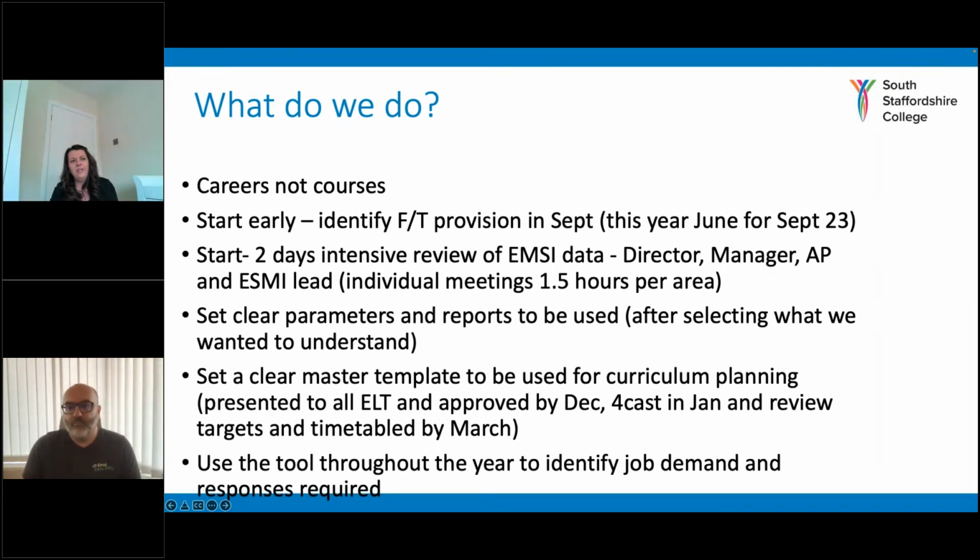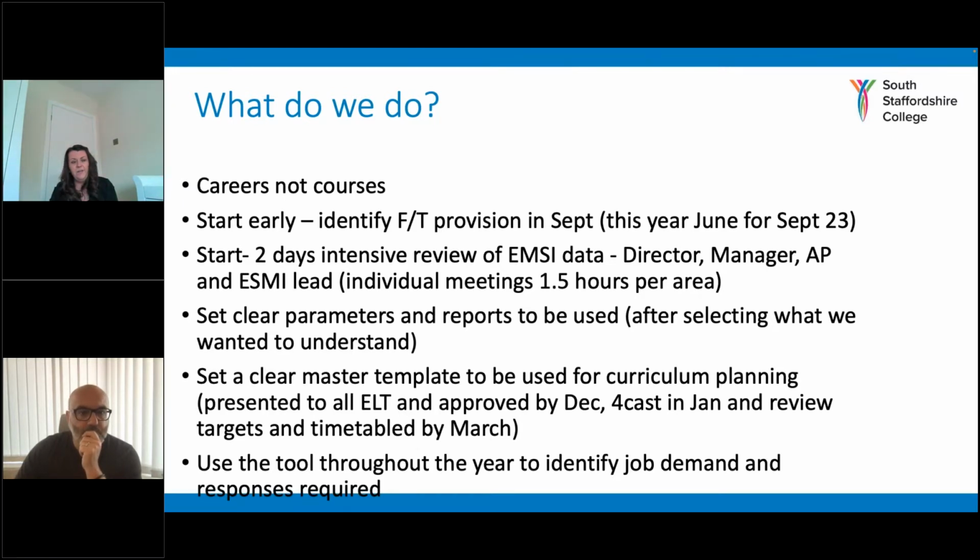So as a college a couple of years ago, we decided that we wanted to set quite clear parameters around what we wanted them to look at in EMSI and what we wanted them to get out of it, and therefore what we'd use as part of curriculum planning. So the first thing that I did is looked at creating a template for the entire college, which went through the range of areas on EMSI we wanted them to use, and also set some clear parameters around it, which I'll share with you as an example after.